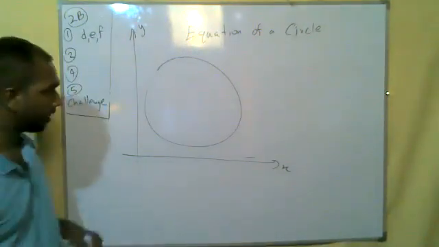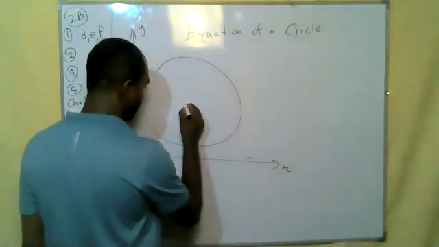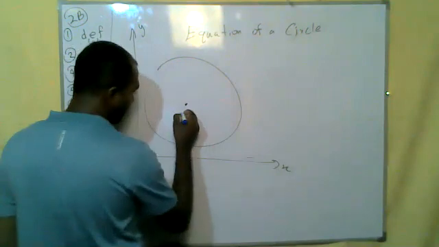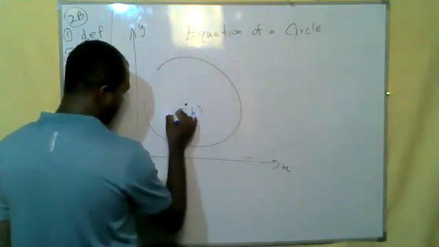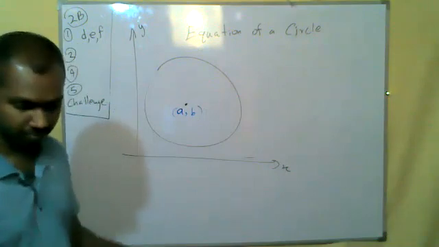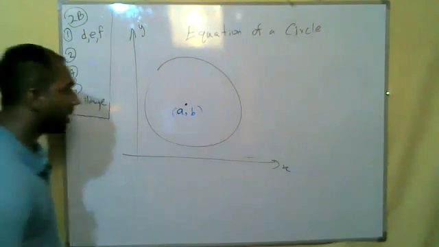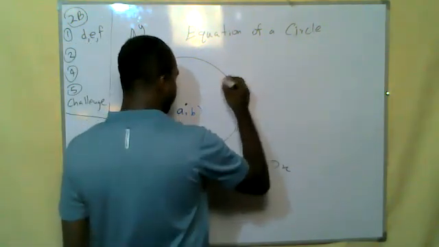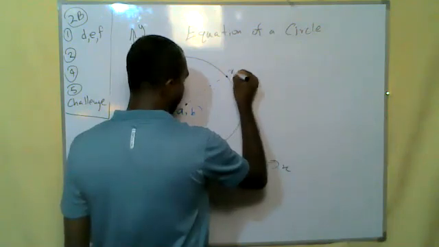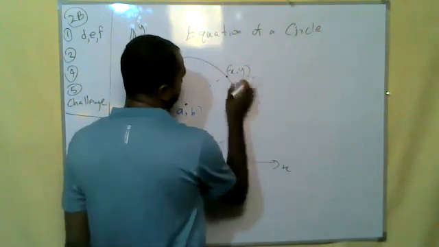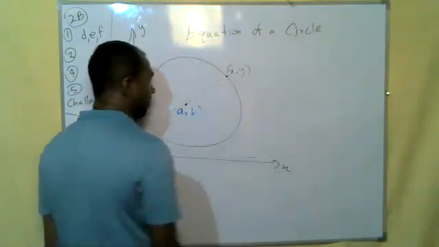And I am taking this center. Center as (a, b). The coordinates of the center is how much? (a, b). Okay. And any point on this circle as (x, y). What is it? Point on the circle as (x, y).